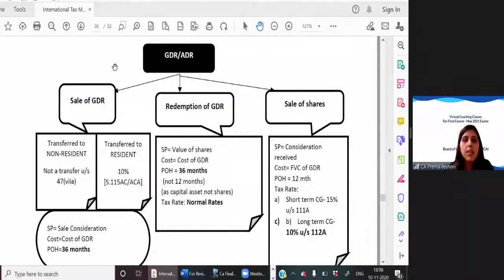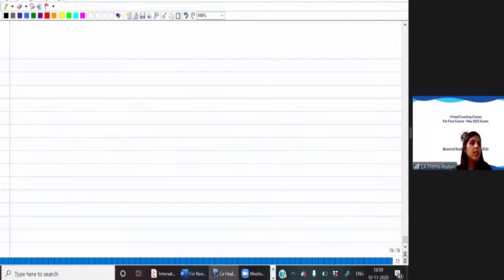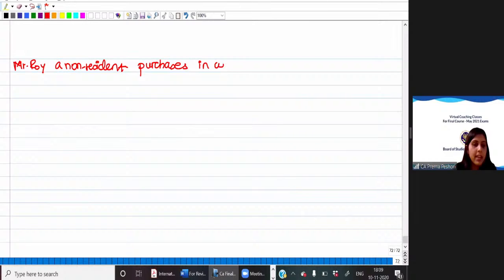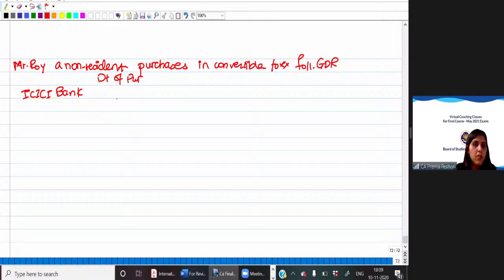I'll give you the sum. Let's see. So, Mr. Roy, a non-resident, purchases in convertible forex, in convertible foreign exchange, the following GDR. ICICI Bank, date of purchase 1st June 2012, or make it 1st June 2030. Number of units 100. Price per unit 500.